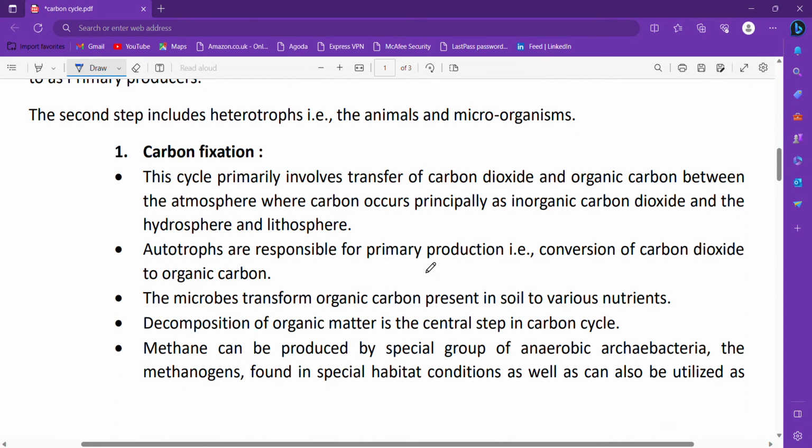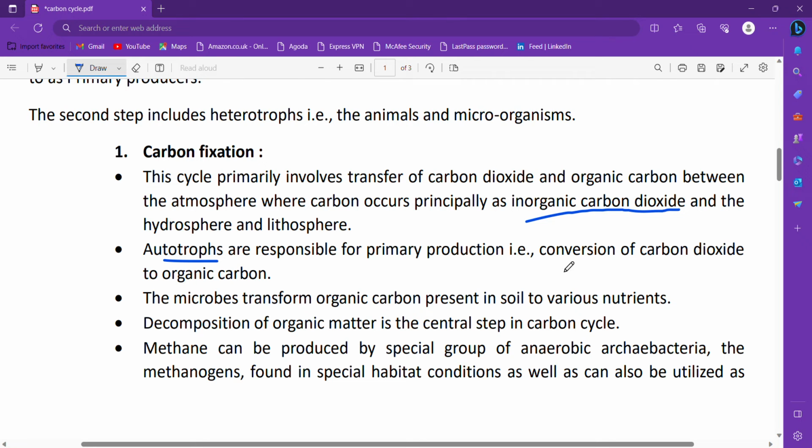The cycle primarily involves the transfer of carbon dioxide and organic carbon between the atmosphere, where carbon occurs principally as inorganic carbon dioxide, and the hydrosphere and lithosphere. This carbon is present as inorganic carbon dioxide. We can't use that inorganic carbon dioxide. It is converted into usable form by carbon fixation, and this is done by autotrophs, and they are responsible for primary production and conversion of that carbon dioxide into organic carbon.